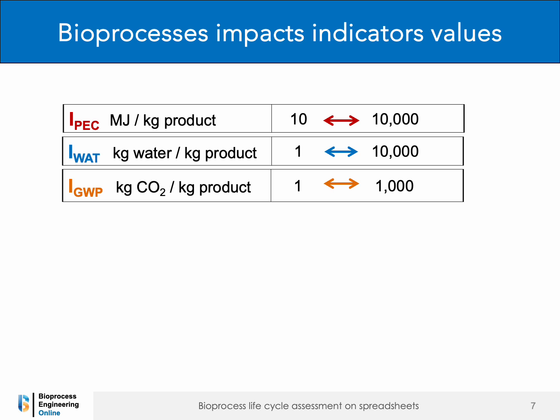Bioprocesses display a wide range of impact indicator values. Per kilogram of generated product, the primary energy consumption indicator typically ranges from 10 to 10,000 megajoules. The water consumption indicator ranges from 1 to 10,000 kilograms of water. And the global warming potential indicator varies from 1 to 1,000 kilograms of CO2.